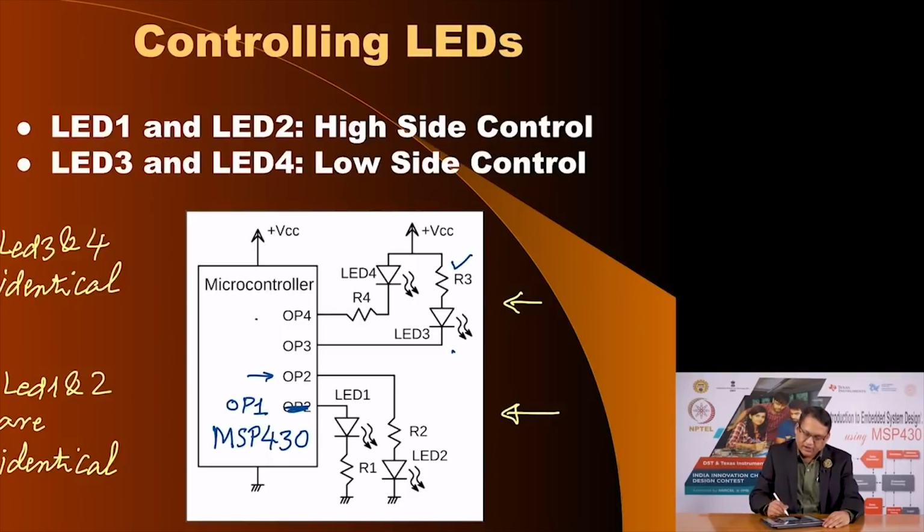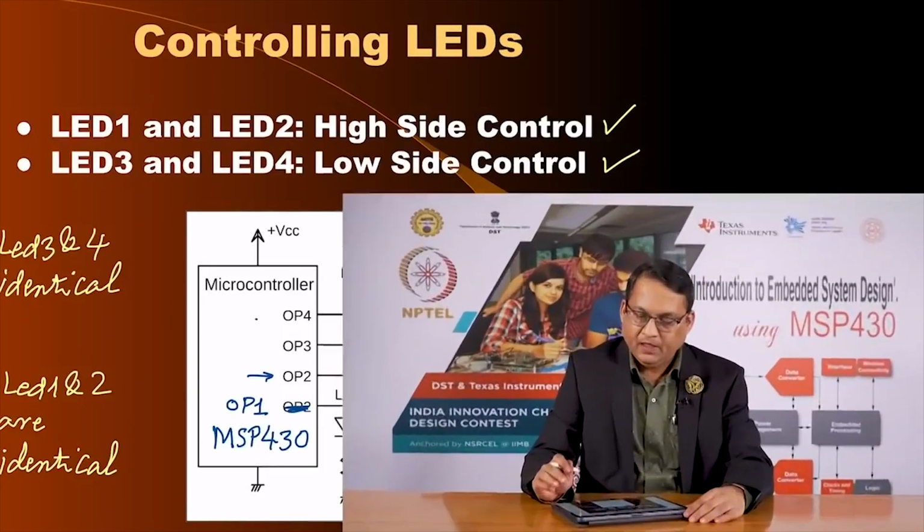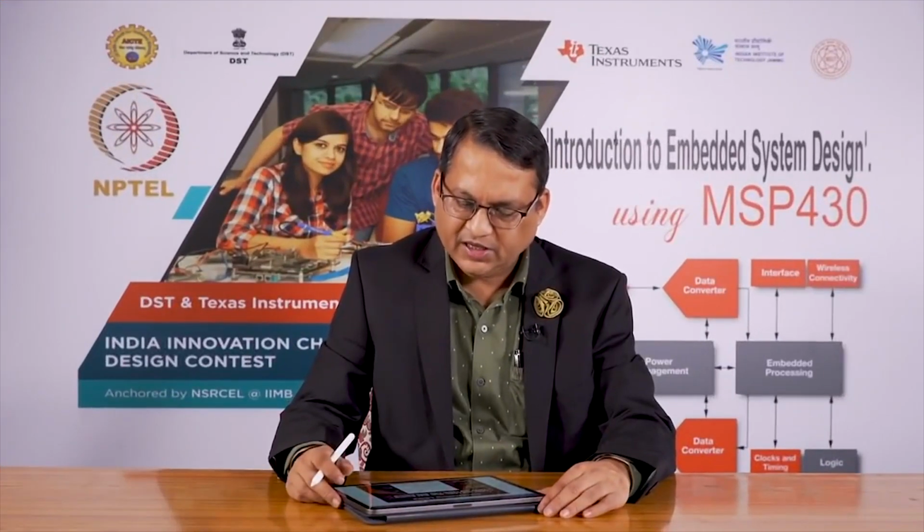Also, we are controlling the high side of the voltage for LED 1 and 2, that is why we have written high side control, and for LED 3 and 4 we are controlling the lower potential of these LEDs, so we call it low side control. Now let us see what should be the value of resistors R1 and R2. R1 and R2 will be the same value because the two configurations are the same, whereas R3 and R4 are also the same, but they might be different from R1 and R2. How should you select the value of these resistors? That is an important point.